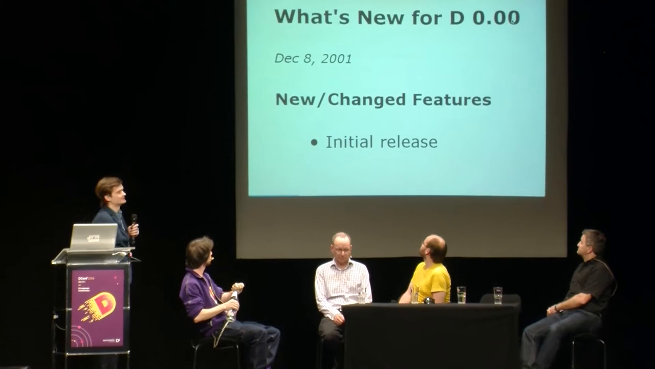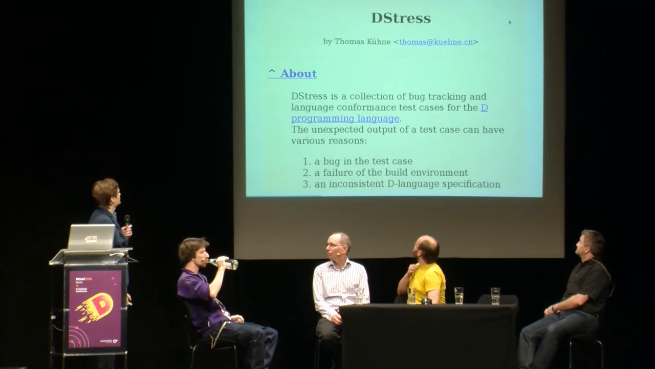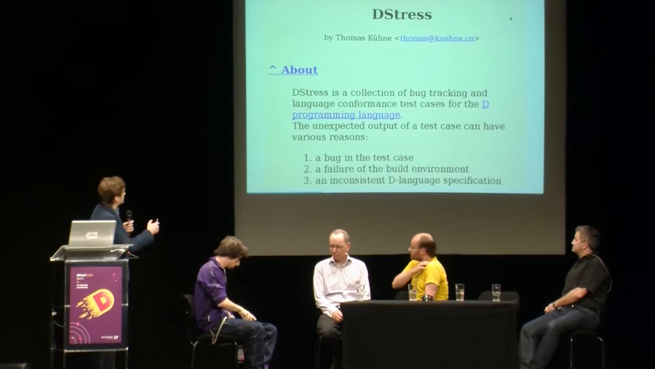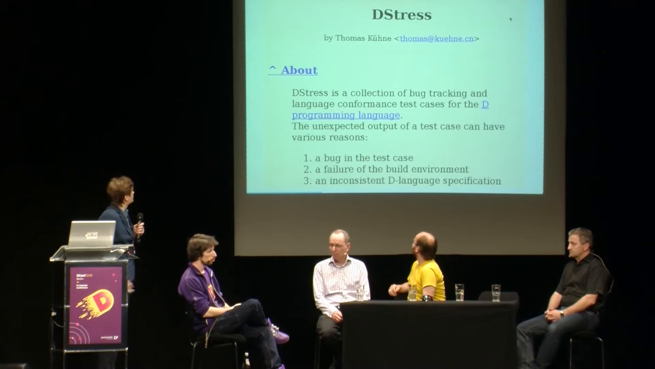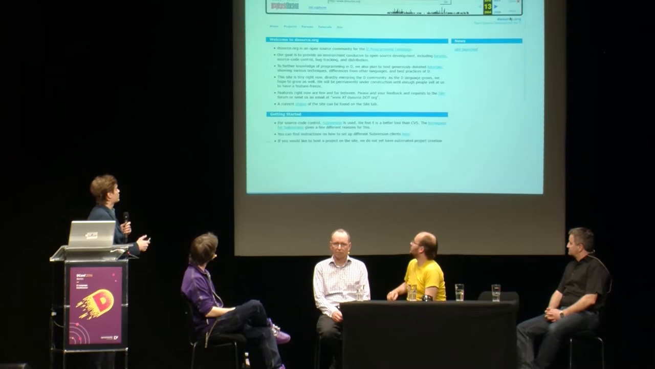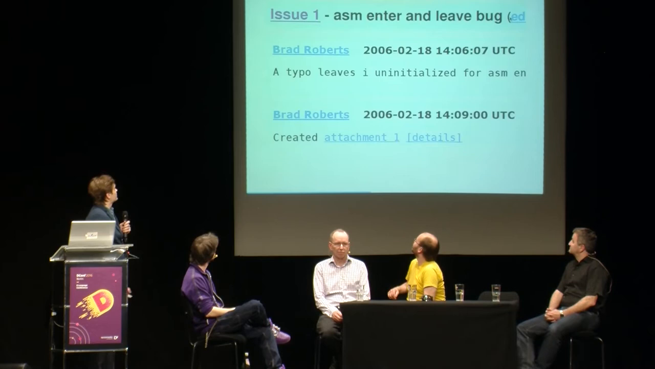DStress was one of the first projects by Thomas Kuehne, which precedes the autotester. It was a test suite of test cases which verified for regressions. It appeared in 2004, and not long later, DSource appeared, which was our very own SourceForge for D projects. In 2006, the first bug was filed on Bugzilla.